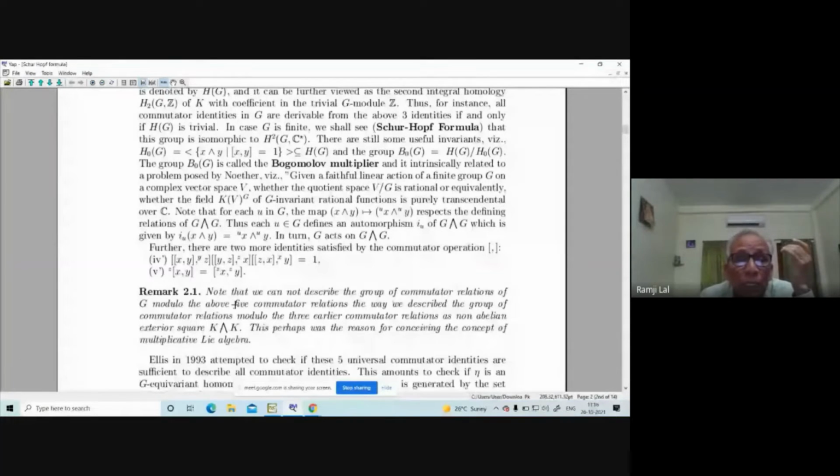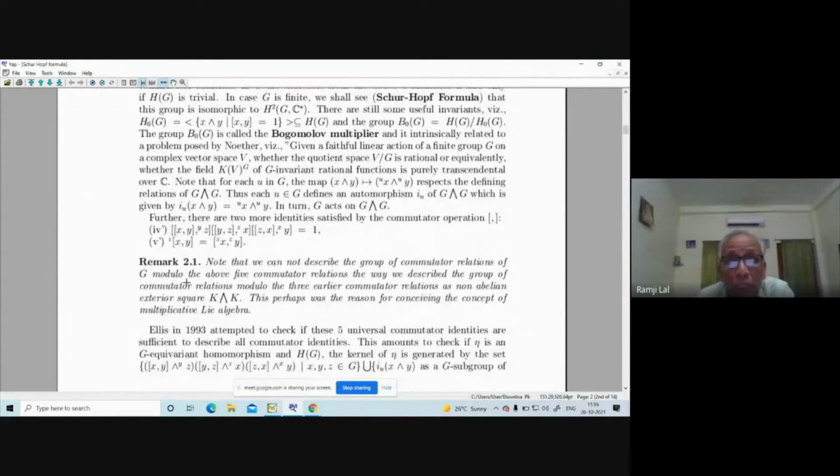These are satisfied in every group. Now, if one wants to develop a similar kind of theory, then you note here that we cannot describe the group of commutator relations of G modulo all five commutator relations the way we described the group of commutator relations modulo the three earlier commutator relations. The reason is that ternary operations are involved here. Therefore, symbols like X cap Y or a similar kind of thing cannot be used. It's not possible. So this perhaps was the reason for conceiving the concept of multiplicative Lie algebra, as I understand.